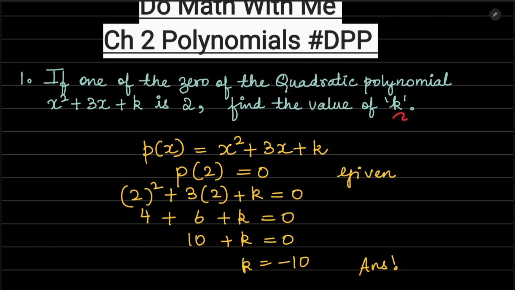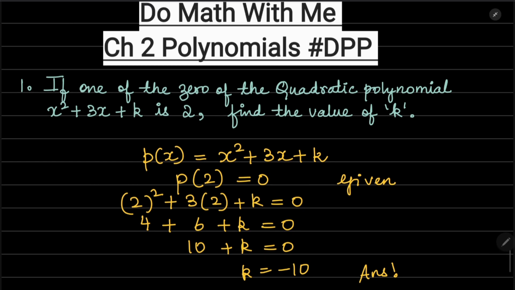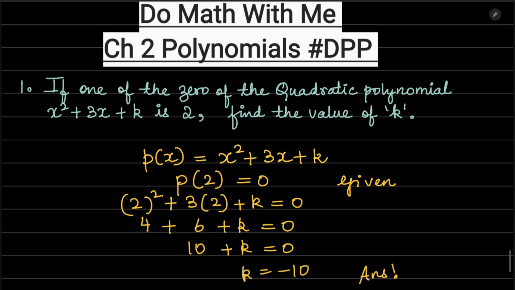That's all. You have found out the value of k. Pause the video. Please solve it with me. So whatever be the zero, you should be able to do the same, right? If a similar pattern of question is given, you should be able to do it. Let's move on to the next question.